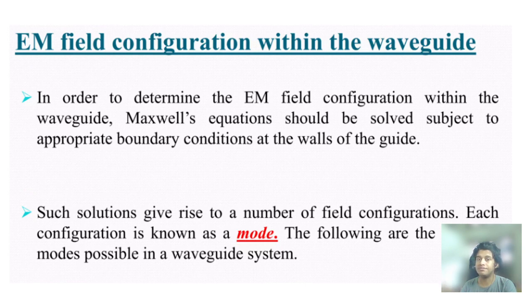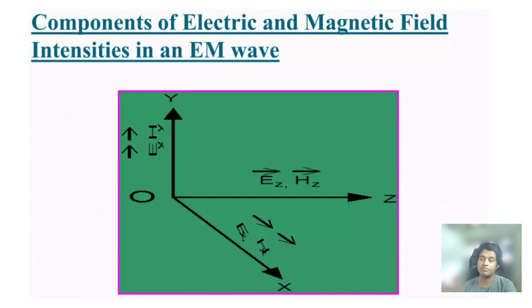EM wave field configuration within the waveguide. In order to determine the EM wave field configuration within the waveguide, Maxwell's equations should be solved subject to appropriate boundary conditions at the wall of the waveguide. Such solutions give rise to a number of configurations. Each configuration is known as a mode. The following are the different modes possible in a waveguide system.